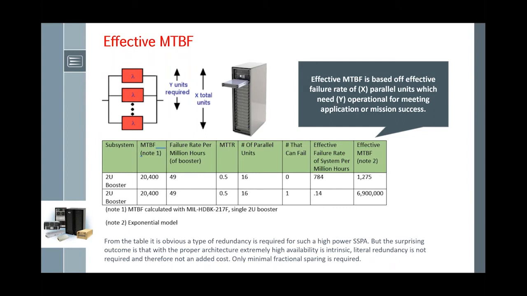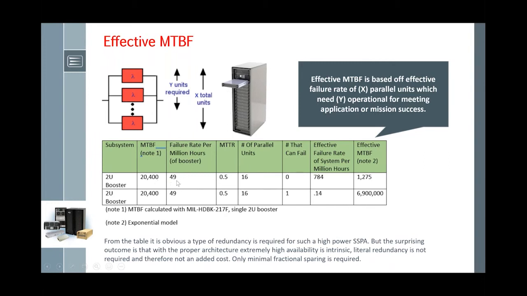So with always-on-air availability, the concept of effective MTBF comes into play. The idea here is that you have X total units operating in parallel, and you only need Y units operational to meet your spec or achieve your mission. So in that top row, let's look at the MTBF, the second column from the right: 20,400 hours for a single 2U drawer. That's an actual calculation for MIL-HDBK-217F parts count method.